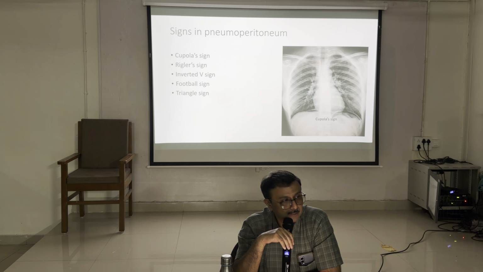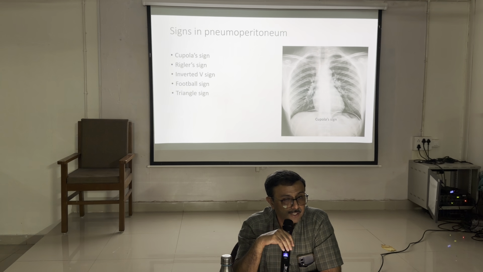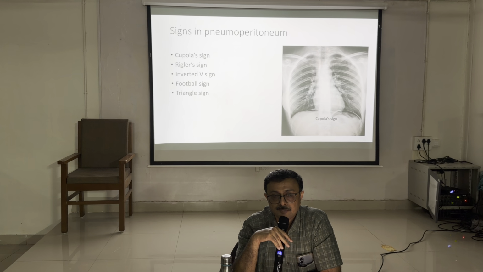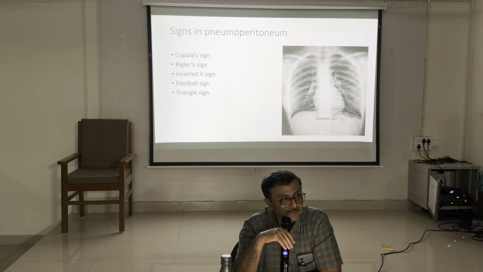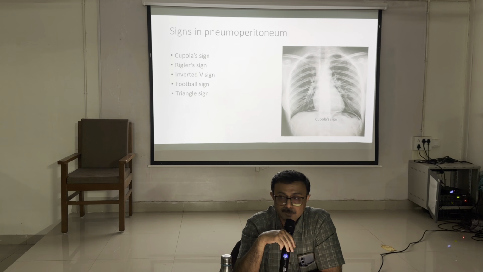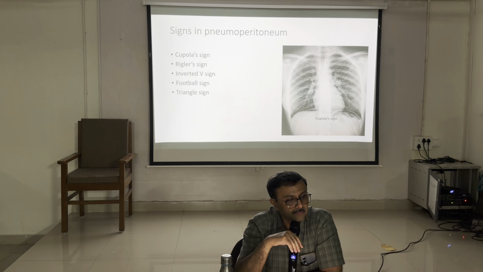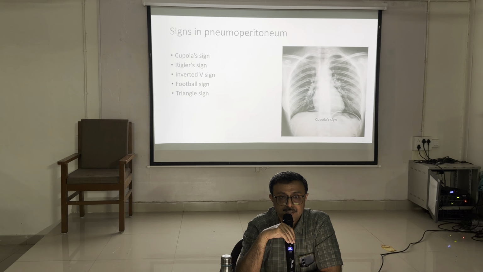Types of peritonitis: primary peritonitis, secondary peritonitis, and tertiary peritonitis. What is primary peritonitis? One of the causes of gas under the diaphragm is primary peritonitis, infection by a gas-forming organism. The gas is formed by the bacteria, and that causes gas under the diaphragm without any perforation. That is another cause of pneumoperitoneum. Primary peritonitis is spontaneous bacterial peritonitis, an infection with a gas-forming organism.